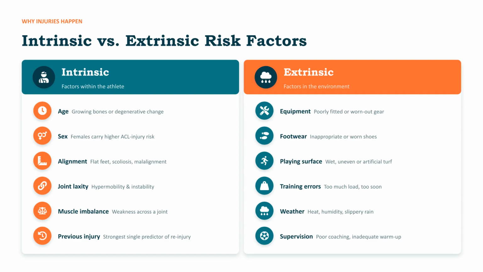This slide summarizes the balance between intrinsic and extrinsic factors. On the intrinsic side, we have age, sex, alignment, joint laxity, muscle imbalance, and most importantly, previous injury. That's the strongest single predictor of re-injury. On the extrinsic side, we have equipment, footwear, playing surface, training errors, weather, and supervision, especially inadequate warm-up.